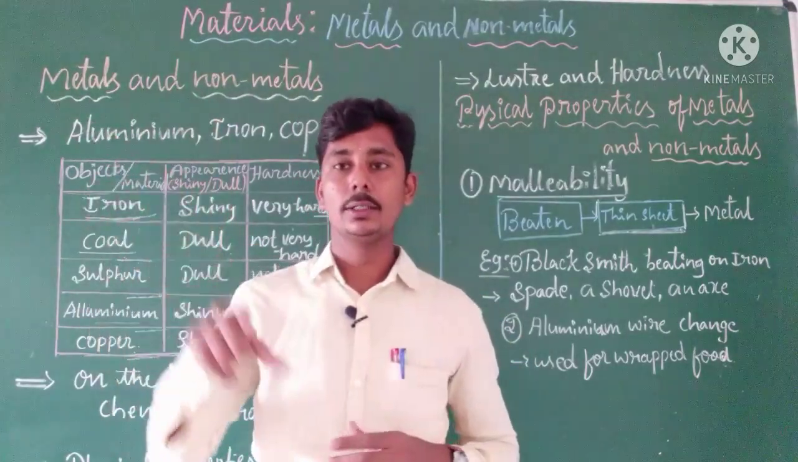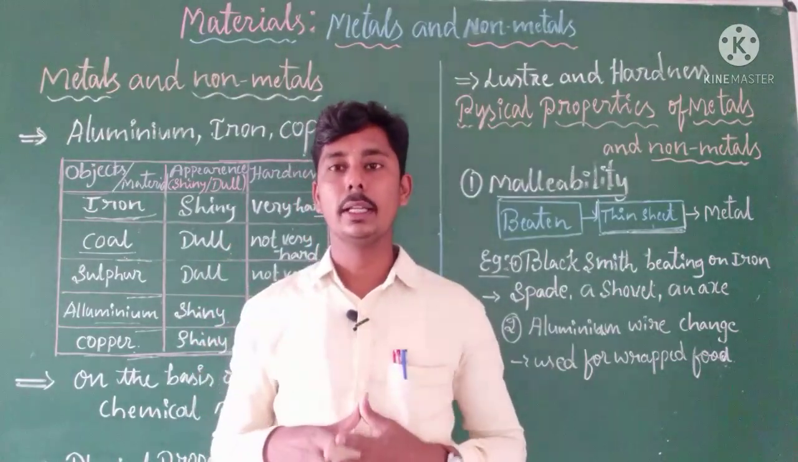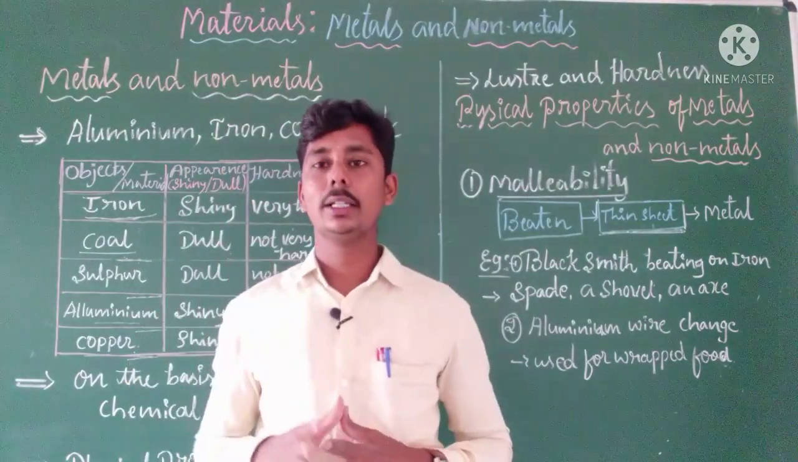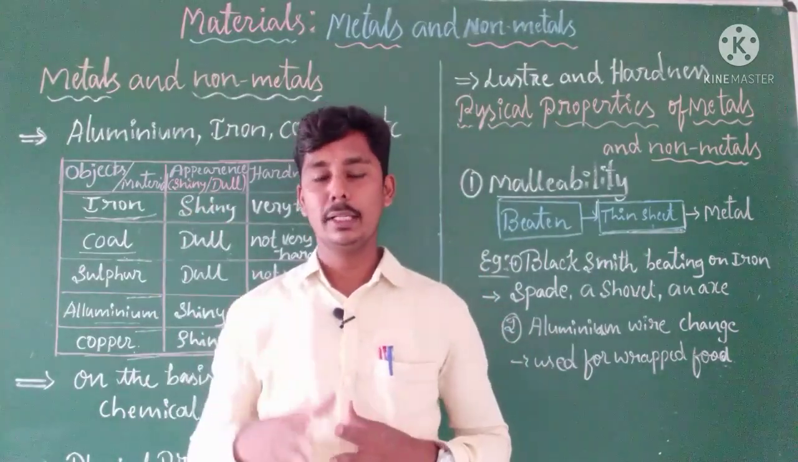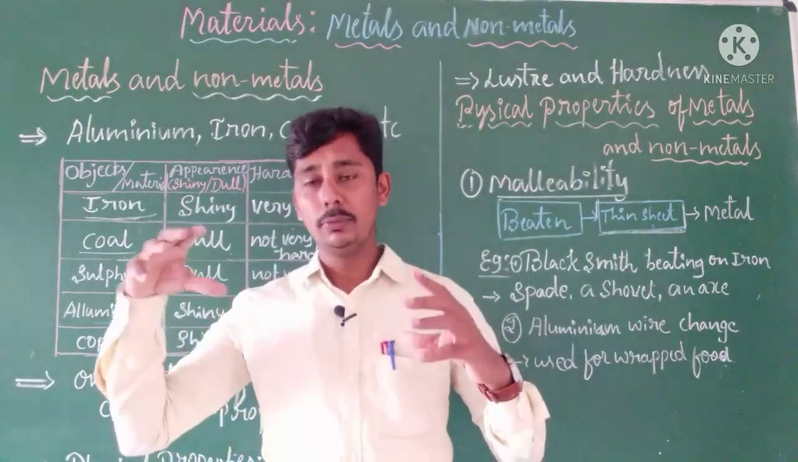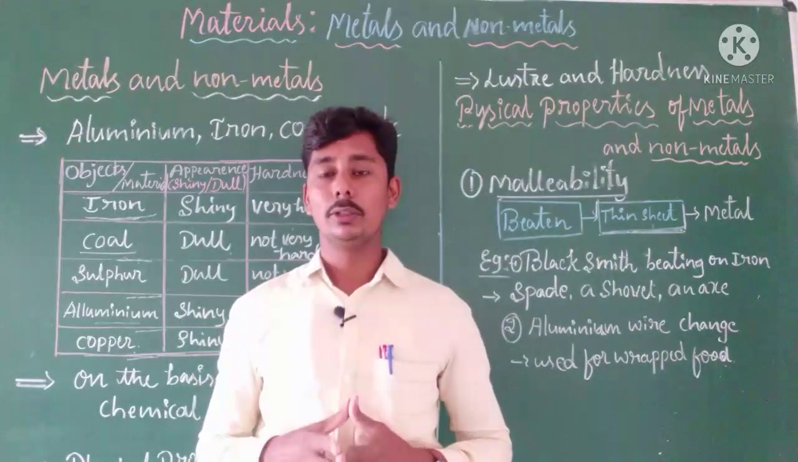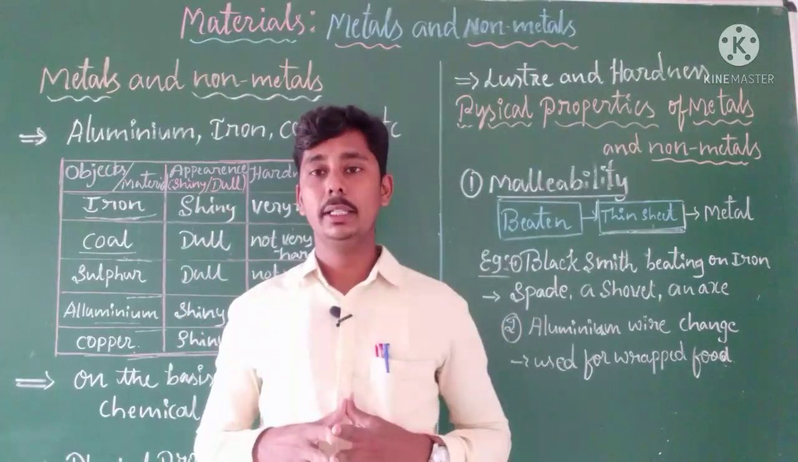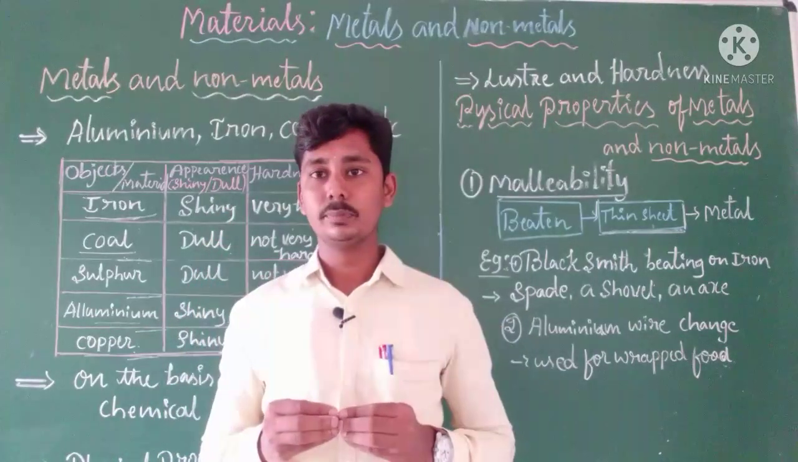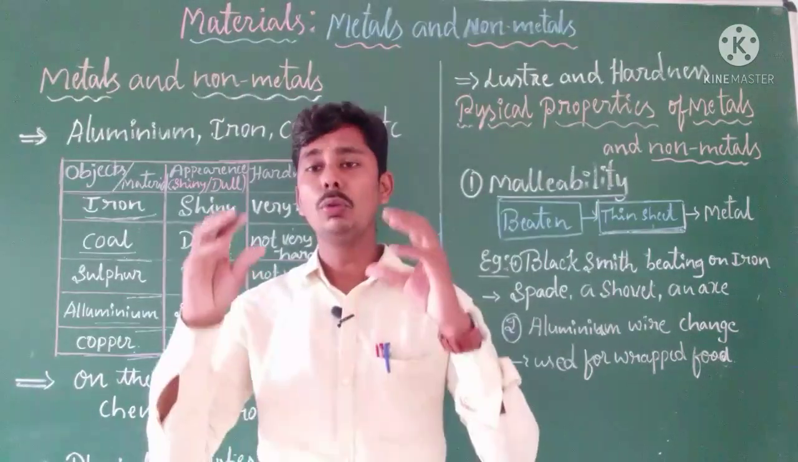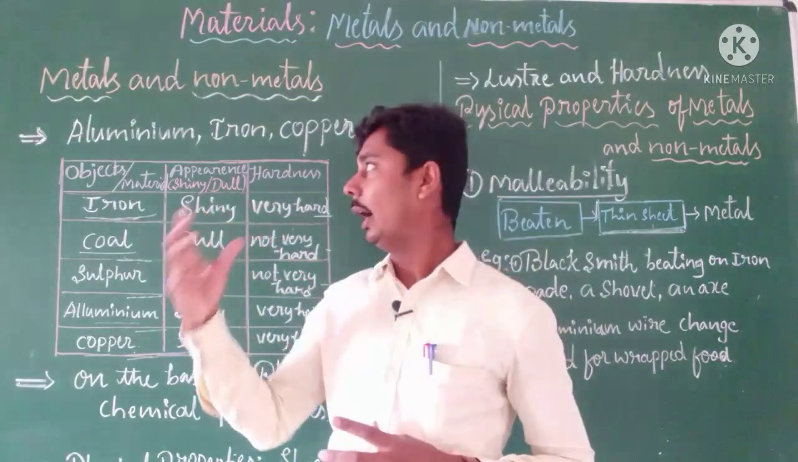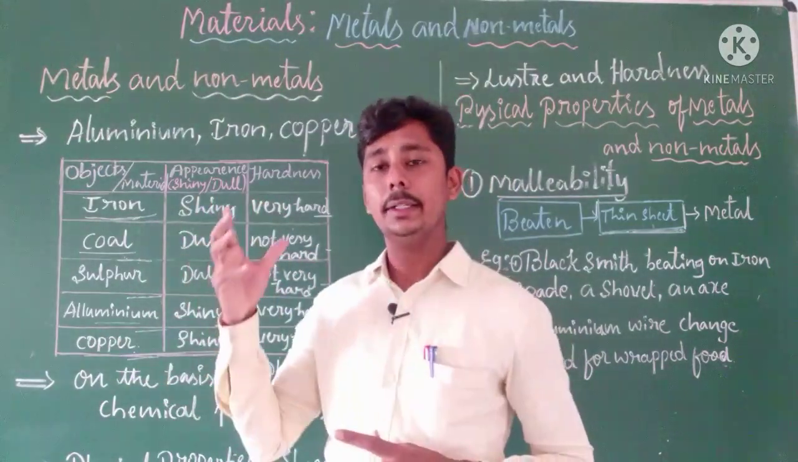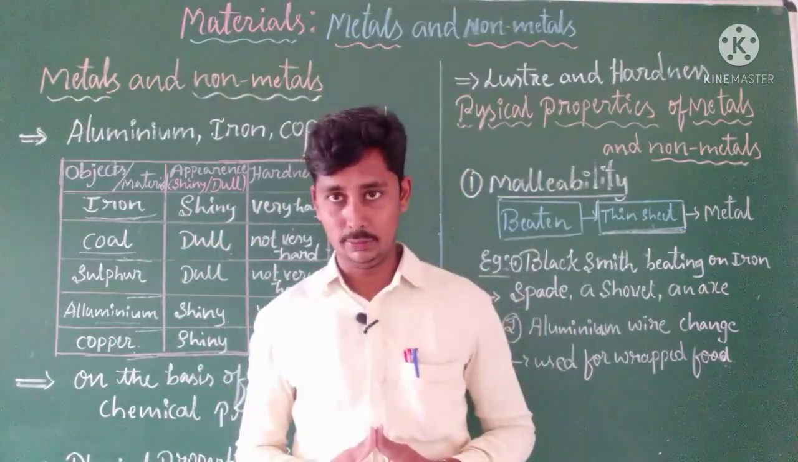Some materials are shiny, that is the appearance. Some materials are dull, that is the appearance. Materials that have a different shape, that is the appearance. Materials that have a different color, that is the appearance. Appearance shows the color, size, shape, shininess and dullness. These are the appearance. Okay.